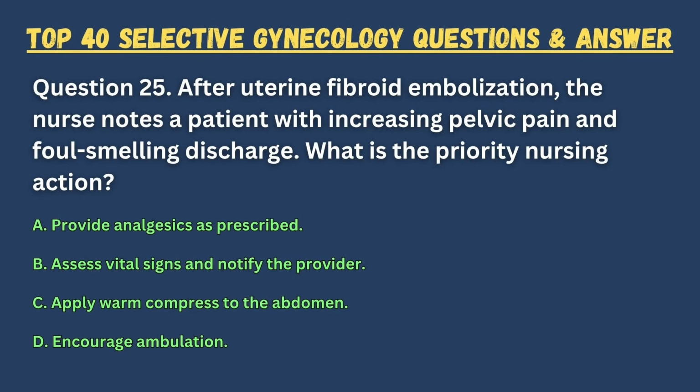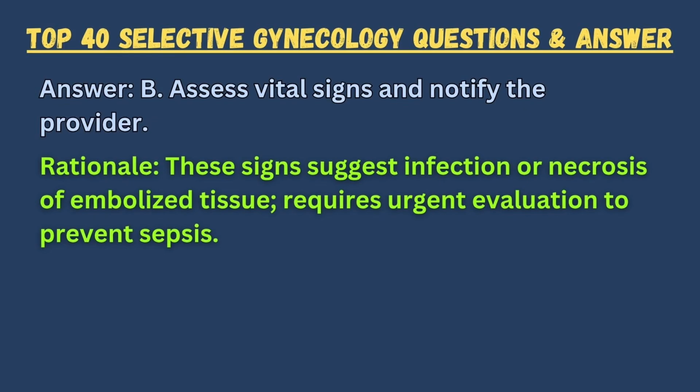Question 25. After uterine fibroid embolization, the nurse notes a patient with increasing pelvic pain and foul-smelling discharge. What is the priority nursing action? A. Provide analgesics as prescribed. B. Assess vital signs and notify the provider. C. Apply warm compress to the abdomen. D. Encourage ambulation. Answer: B. Assess vital signs and notify the provider. Rationale: These signs suggest infection or necrosis of embolized tissue. Requires urgent evaluation to prevent sepsis.